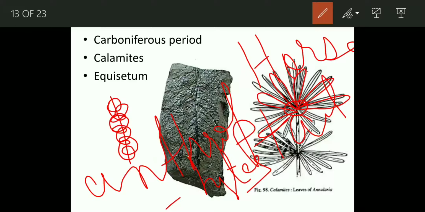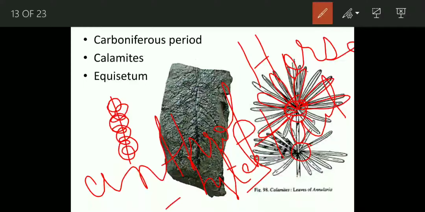Why do we call them arthrophytes? Because their whole body has joints. You can see this is one joint, these are the nodes and internodes. Similar nodes and internodes are present in the case of Sphenopsida. That is why we use the term arthrophytes, because of the number of joints they have.